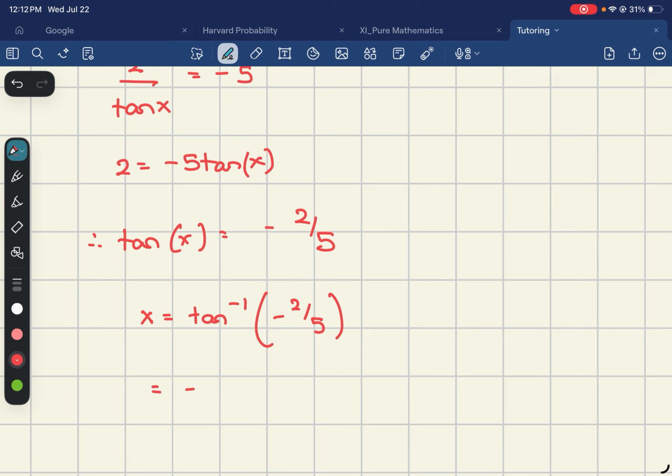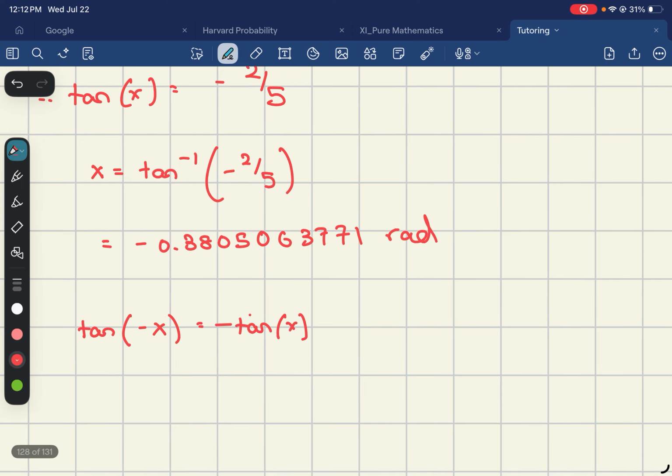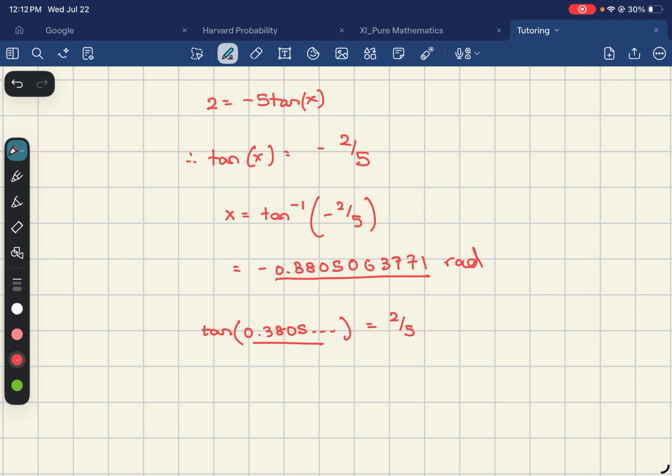So if you do this, you are going to get negative 0.3805063771 radians, and I'm going to keep the whole value on my calculator. But if you remember, tan of negative x is equal to negative tan of x. Tan is also an odd function. So basically, I'll leave you to figure out the logic of this, but tan of 0.3805 gives me positive 2 over 5. And now I know the acute angle.